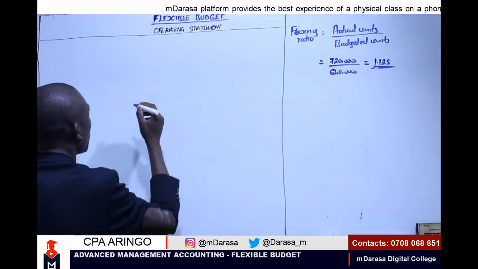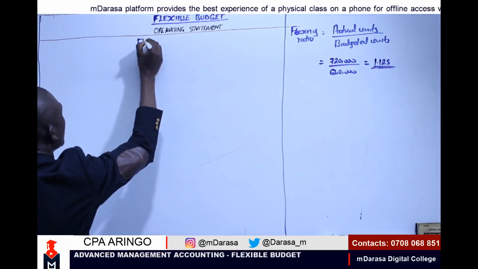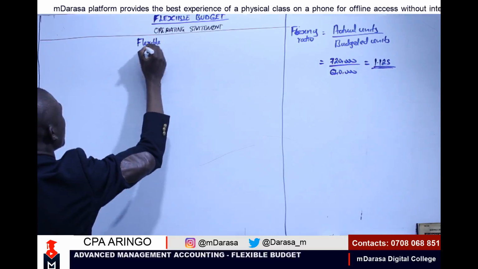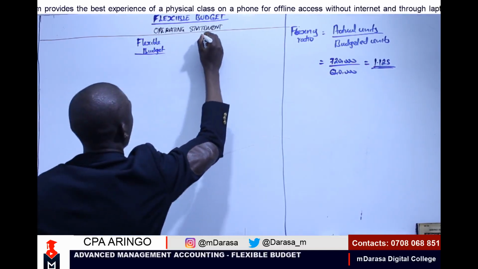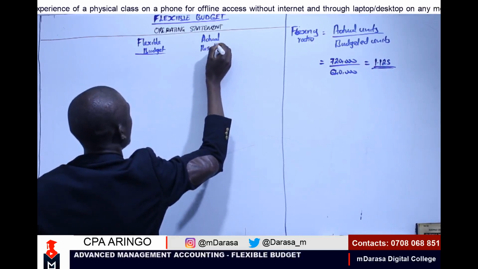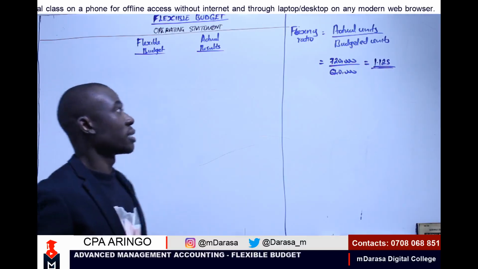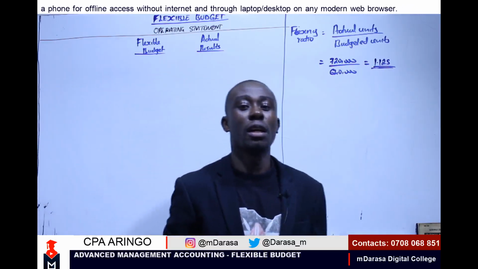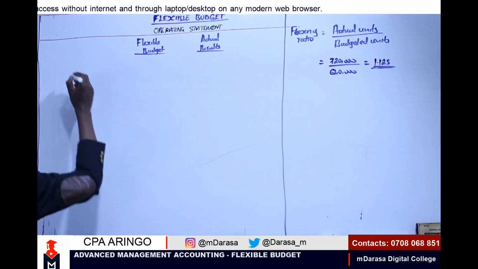Remember the concept of flexible budget. So in our case, we are going to talk of our flexible budget and of our actual results. In redrafting the operating statement, of course, you know very well, first thing first, we should be talking of sales. So I'm having our sales figure here.